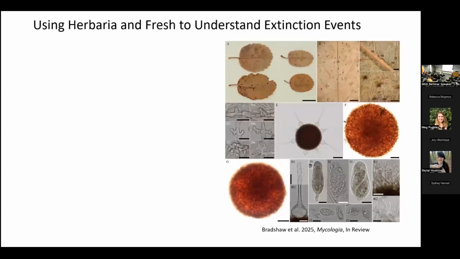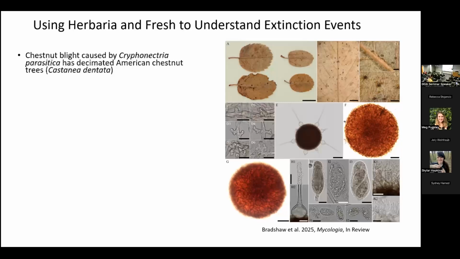And then last, I just want to discuss using herbaria and fresh specimens to understand extinction events. I just think this is such a cool story that I'm trying to unravel right now. So this is Phylactinia, a genus of powdery mildew that GenBank told me was alien DNA.